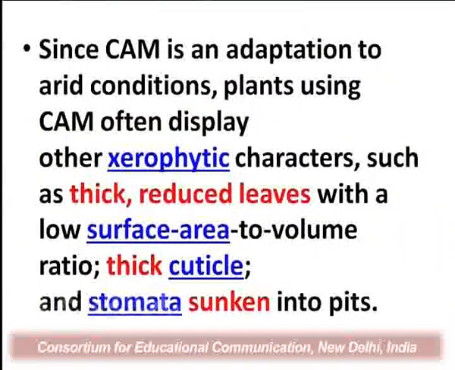So all these plants reveal one common point, and that is that Crassulacean acid metabolism is an adaptation to arid conditions, and it is restricted to xerophytes. Such plants do have typical xerophytic characters like thick, reduced leaves, as I said, even phylloclades, and a low surface area to volume ratio. So the whole idea is to minimize transpiration: thick cuticle, stomata sunken into pits. So, all typical xerophytic adaptations.